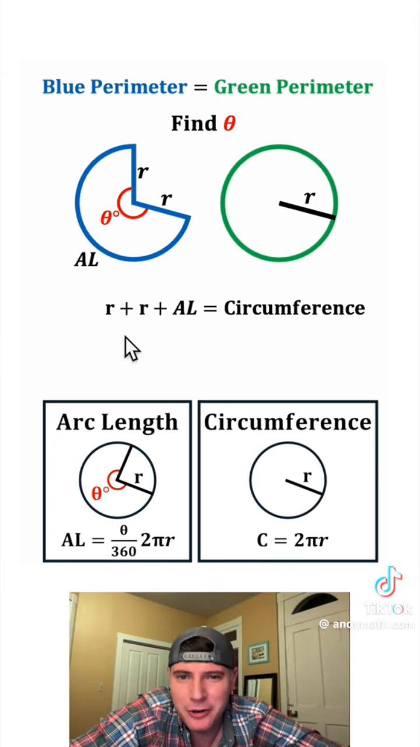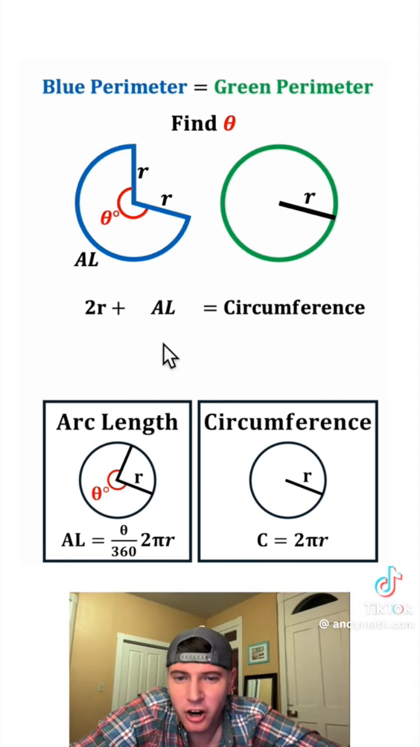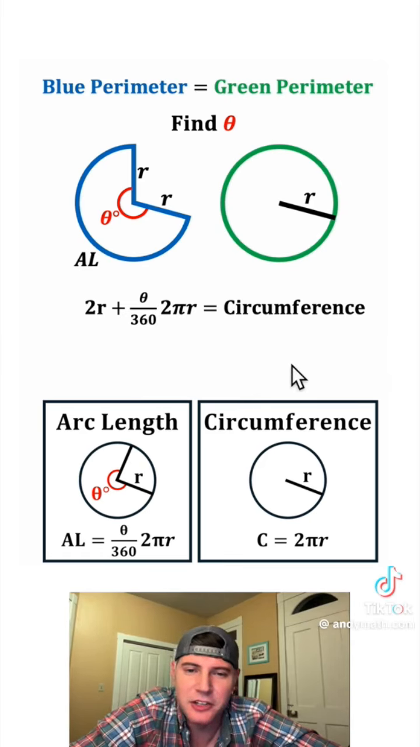And now we can clean up our equation. For the r plus r, let's make that 2r. And for the arc length, let's plug in theta over 360 times 2 pi r. And then on the right-hand side for the circumference, let's plug in 2 pi r.